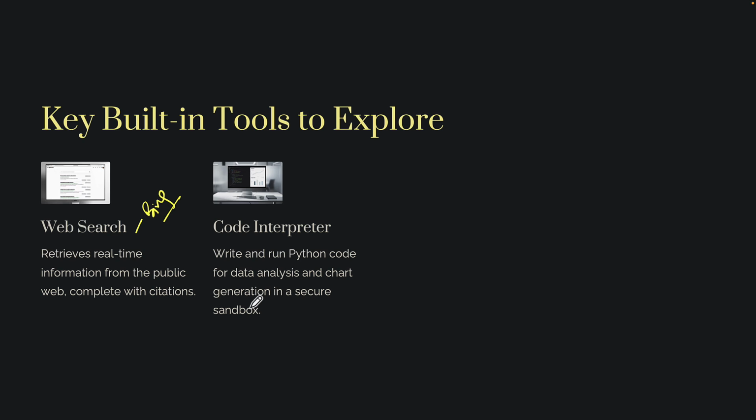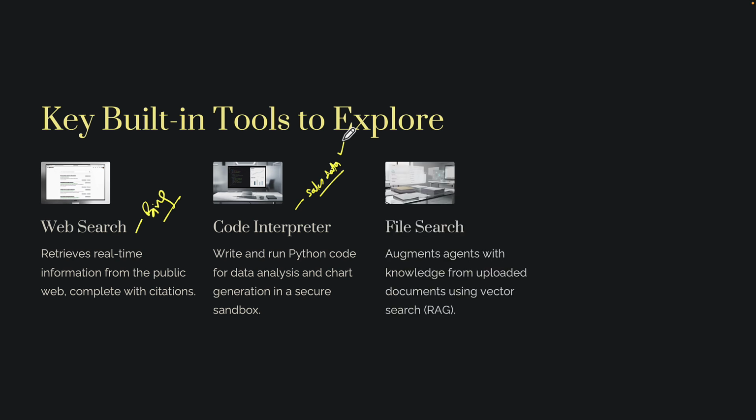Second is code interpreter, very important, and we will actually take a look. We will have a demo on this. I'll actually input some sales data and I'll ask it to create some nice graphs out of it. So what a code interpreter does, it's a tool from OpenAI, which helps you to write and run Python code in a sandbox environment. So it runs the entire code in a sandbox environment, executes it, and it's really good for data analysis and chart generation.